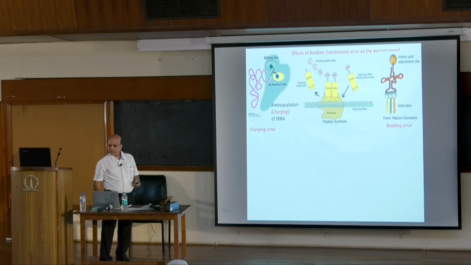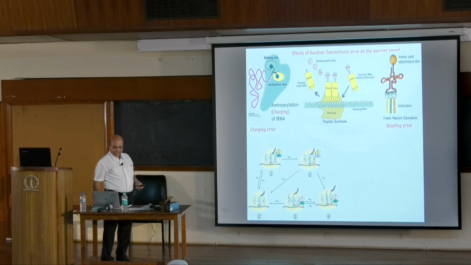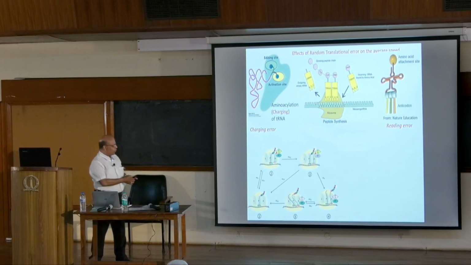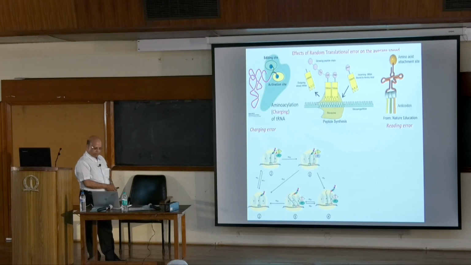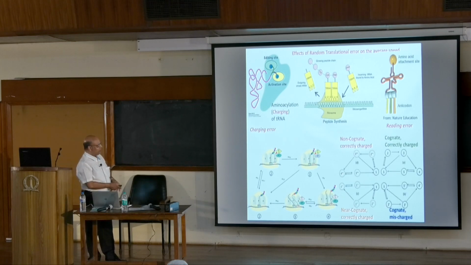So overall, there are various sources of error, and we asked how they are going to affect the rate that we derived earlier. This is what we had earlier: one cycle as if there is no error. Now we are capturing all these errors in our model. So you will have four possibilities: a correctly charged correct tRNA; a correct but mischarged one; a near-cognate but correctly charged one; and a non-cognate but correctly charged one.